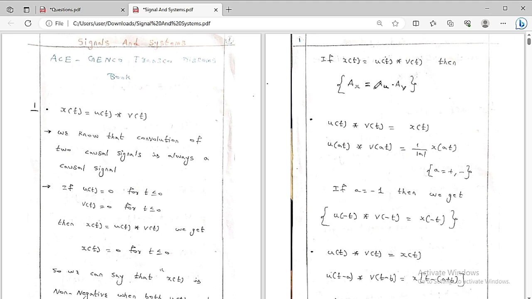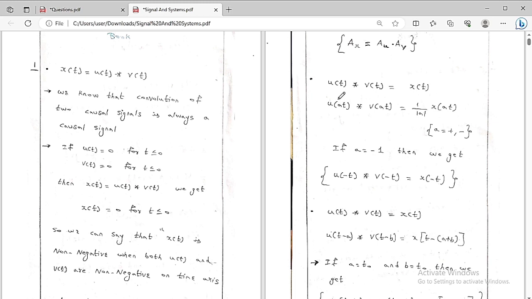I have already told you this in my classes. So if x of t is equal to u of t convolution v of t, then the area under x of t is equal to the multiplication of the area under u of t and the area under v of t. So Ax is equal to AU into AV. You always have to keep this in your mind.